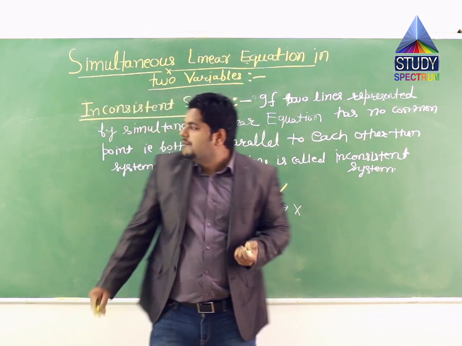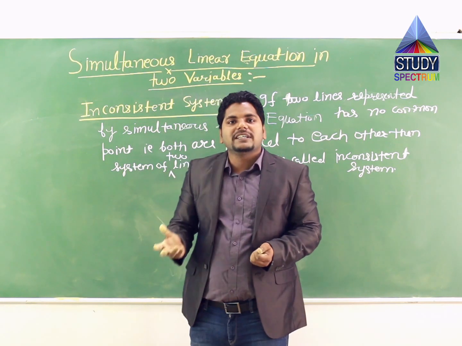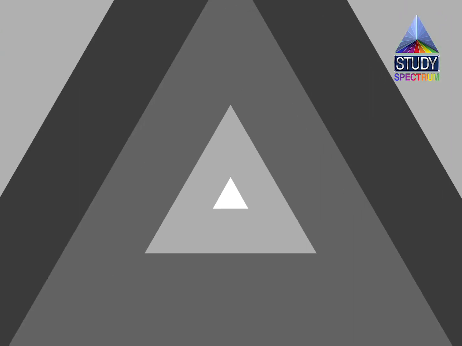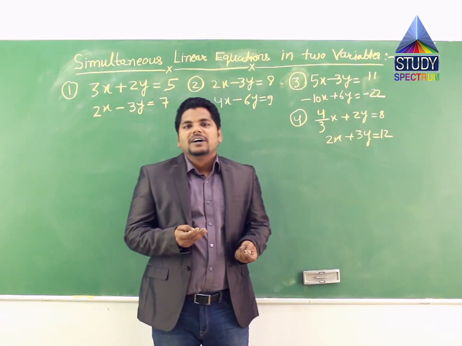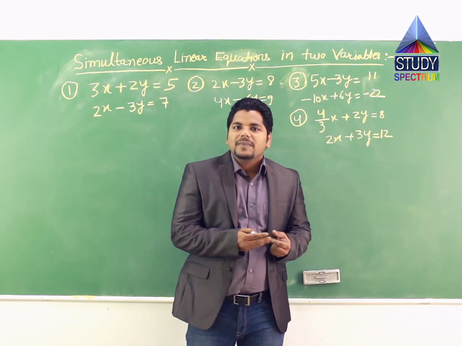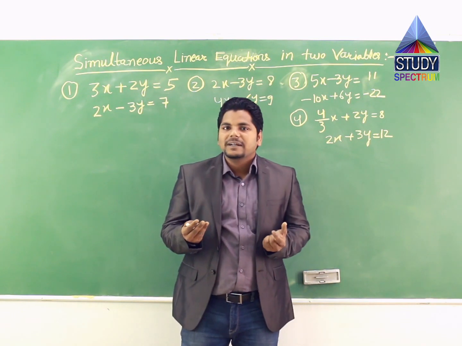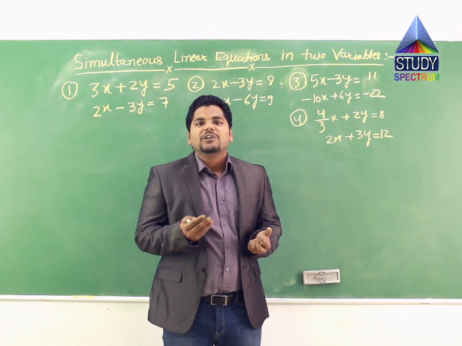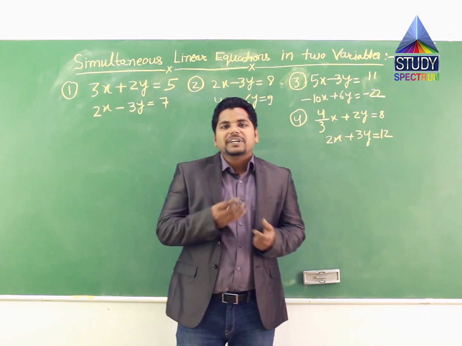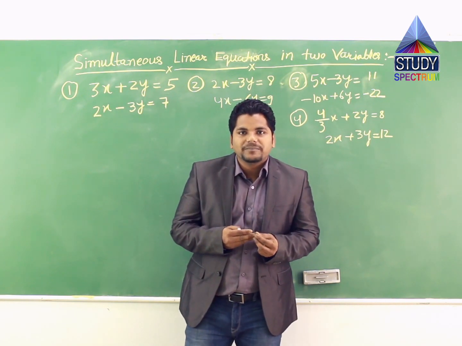So we'll do some examples to check whether the given system of equations is consistent or inconsistent. We have just discussed what a consistent system or inconsistent system is. A consistent system is a system which has at least one solution, and an inconsistent system has no solution. So now, based on this concept, we will do some questions of your NCERT textbook.